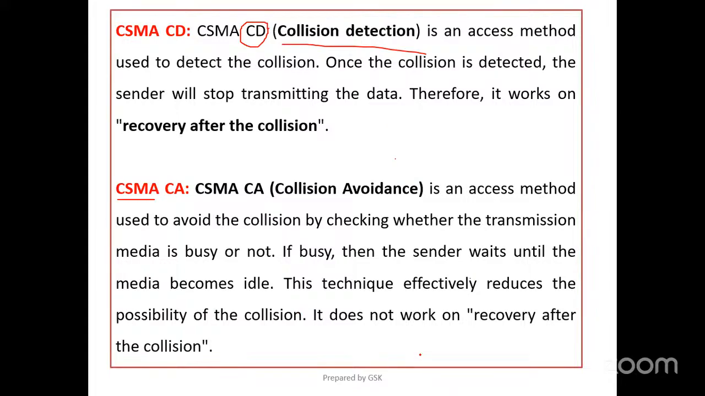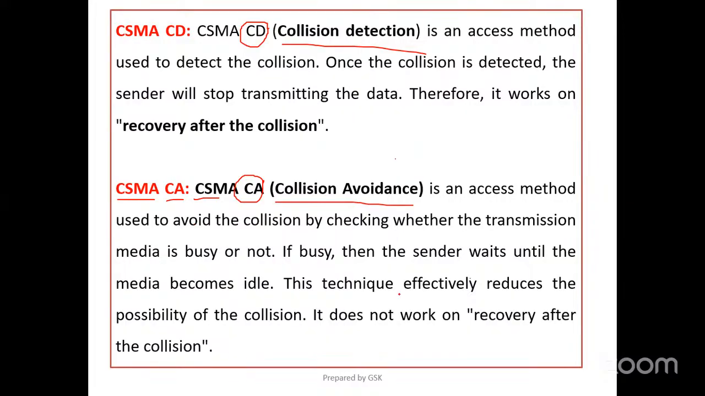Then the next method is CSMA CA, collision avoidance. CSMA we covered already. CA means collision avoidance. So by this word also you can understand the meaning of CSMA CA. This is the method that is used to avoid the collision. But in CSMA CD, if a collision is detected, it is used to recover the data after the collision. But here, CSMA CA is used to avoid the collision. So this is the better one because we are trying to prevent the collision.